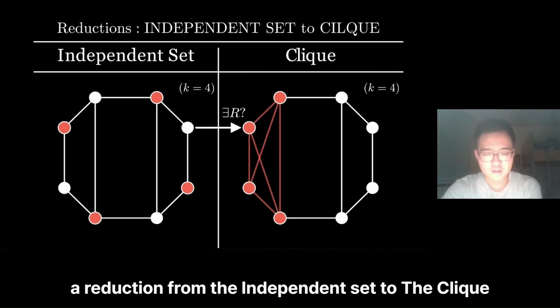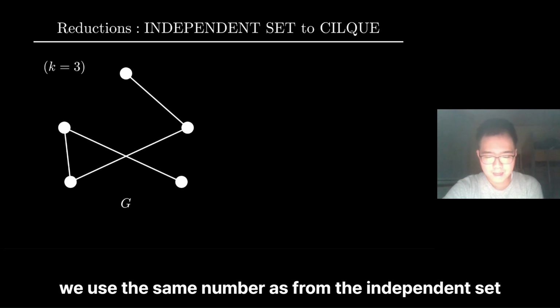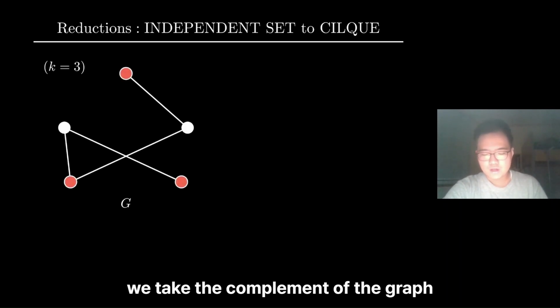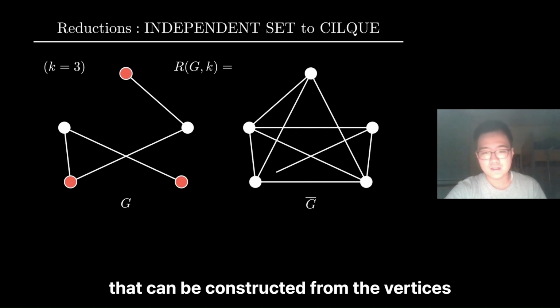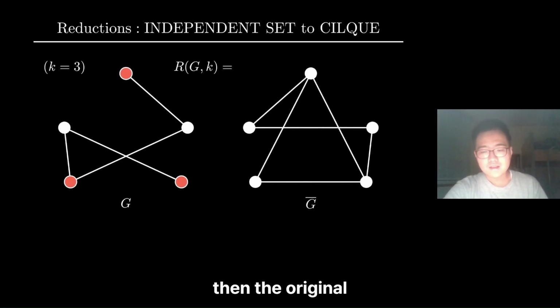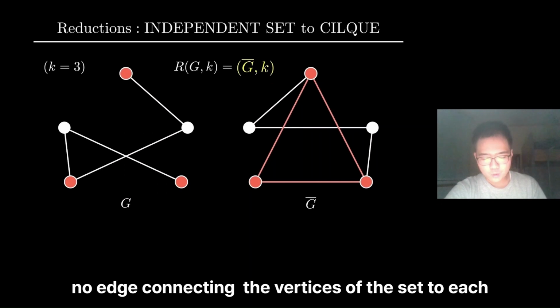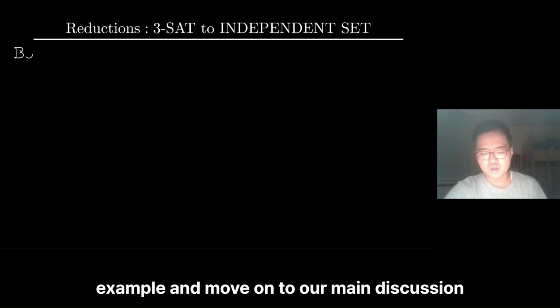Let's try to construct a reduction from the independent set to the clique problem. We use the same number k as in the independent set, but for the graph, we take the complement of the graph, which means that we erase the graph's edges from the complete graph that can be constructed from the vertices. Then, the original independent set will transform into a clique in the new graph, since originally there was no edge connecting the vertices of the set to each other. There are indeed other reductions that are constructed by interesting designs, but let us see just one more reduction in this example and move on to our main discussion.